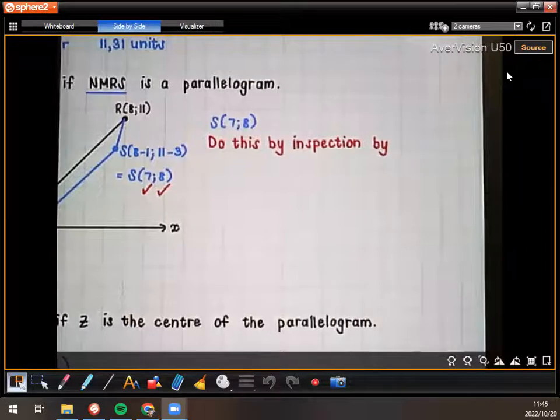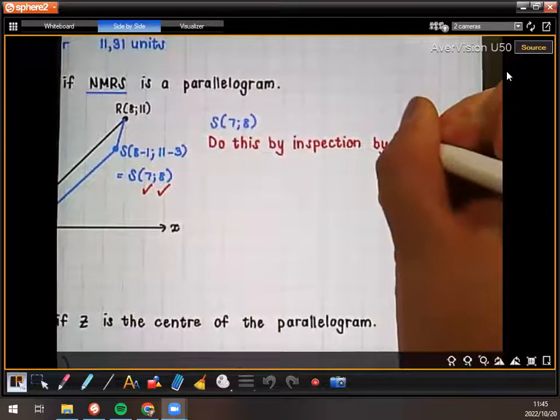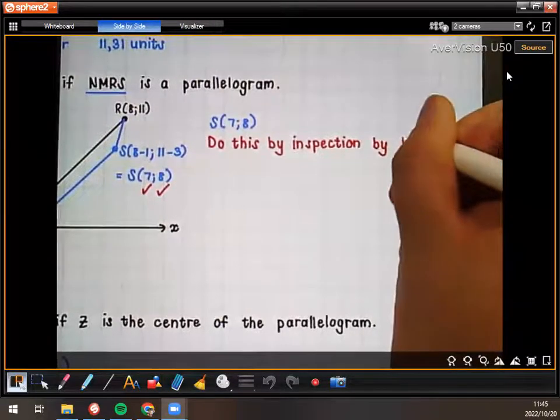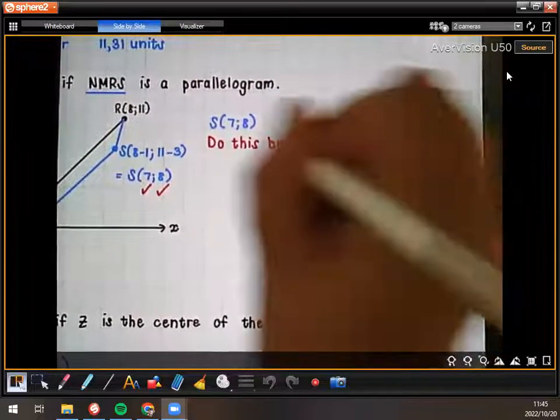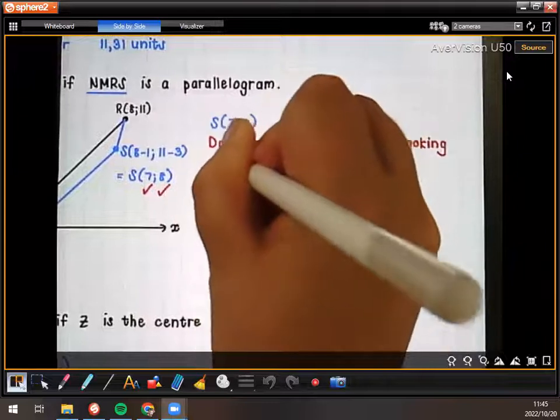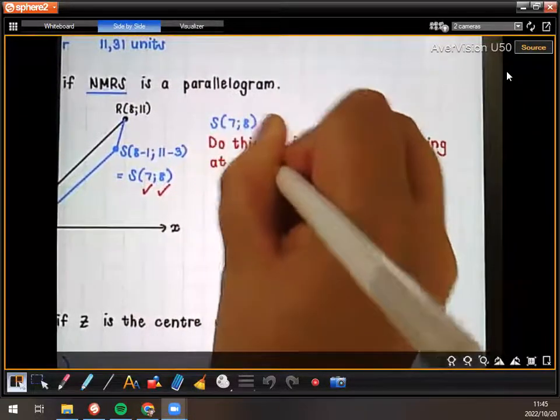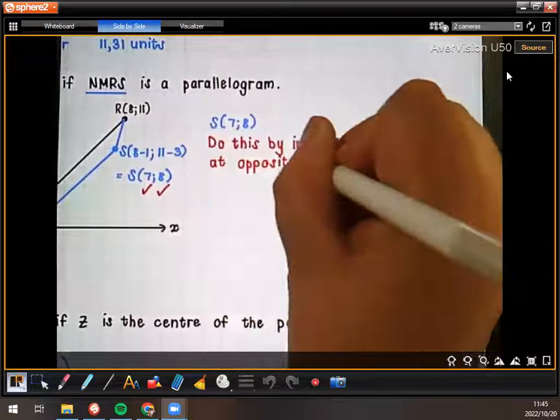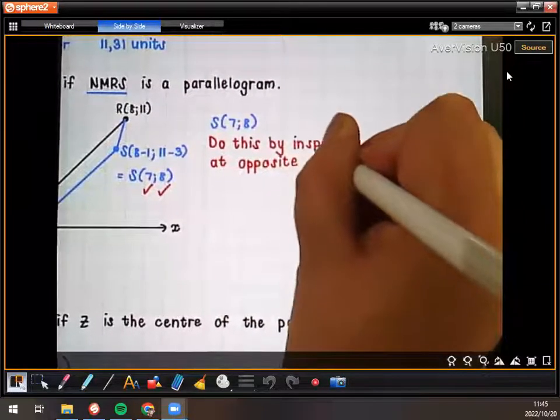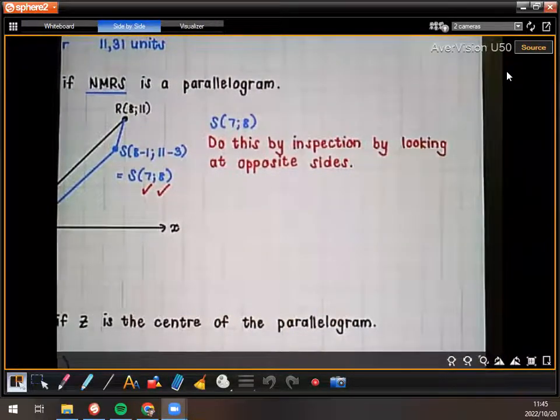No. What am I saying? Do this by inspection, by looking at opposite sides, right? That's what we're doing. We're looking at opposite sides. You can look at either pair of opposite sides. It doesn't matter. You get the same answer regardless of where you look.